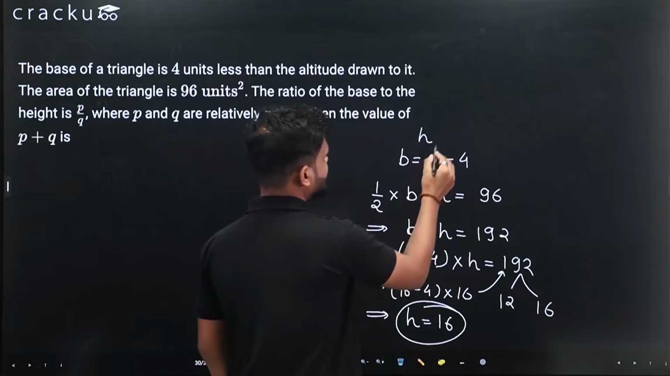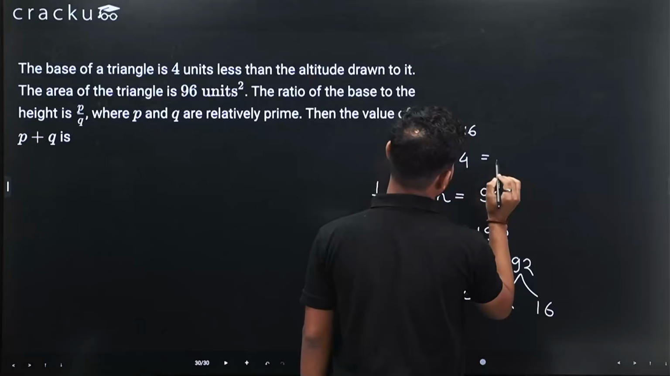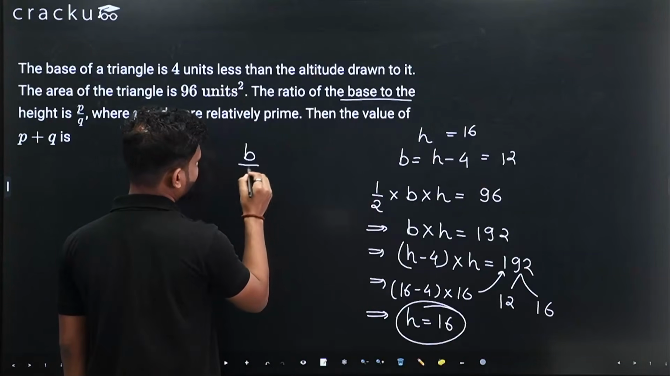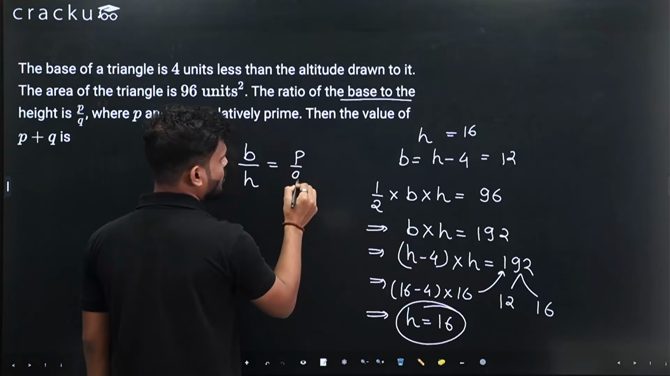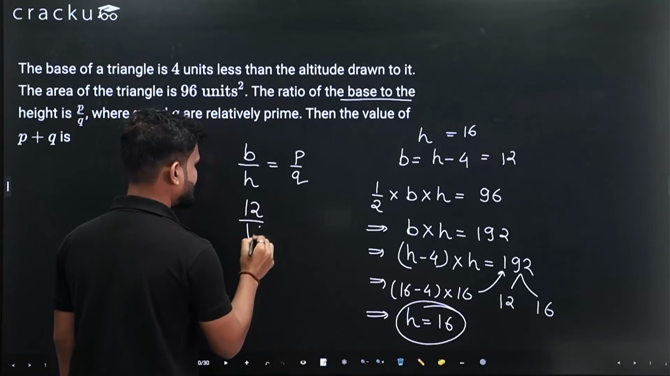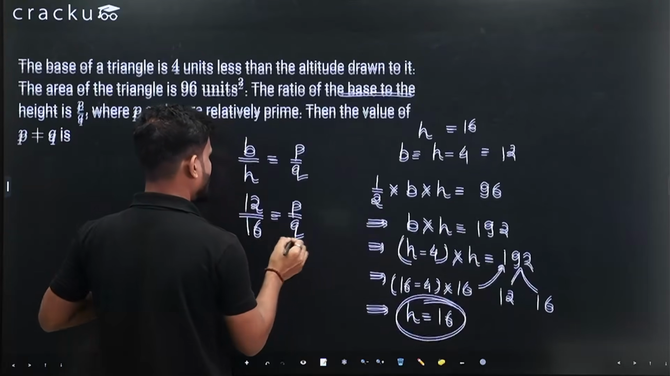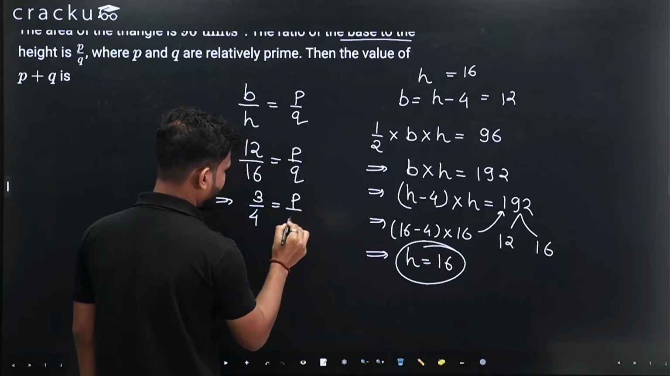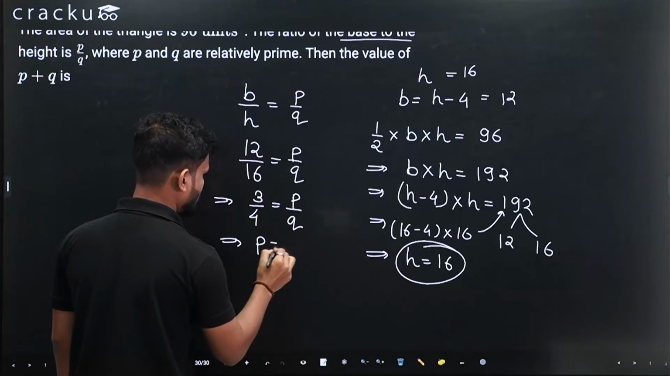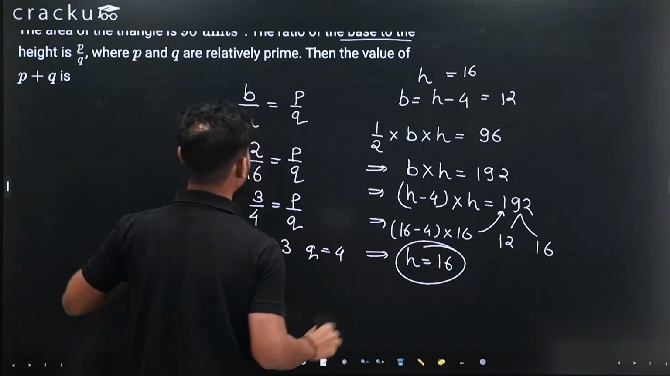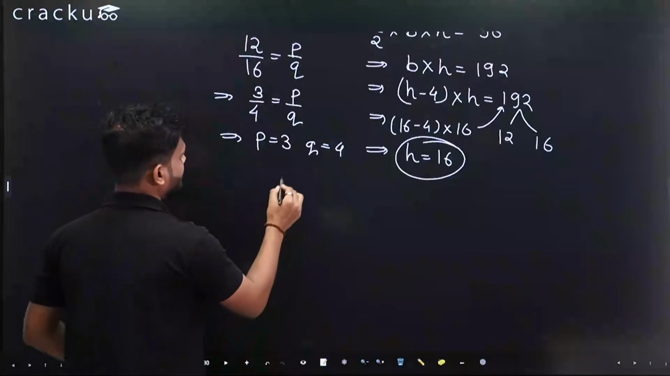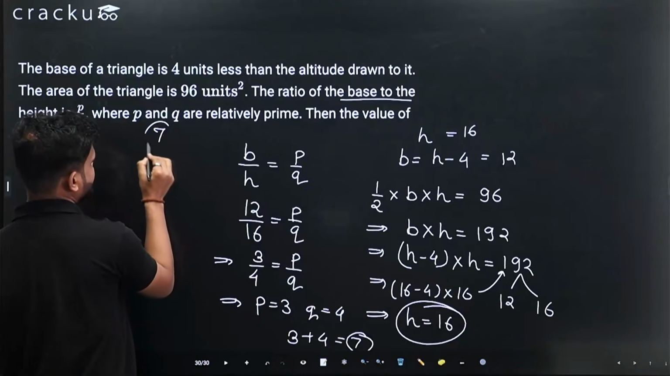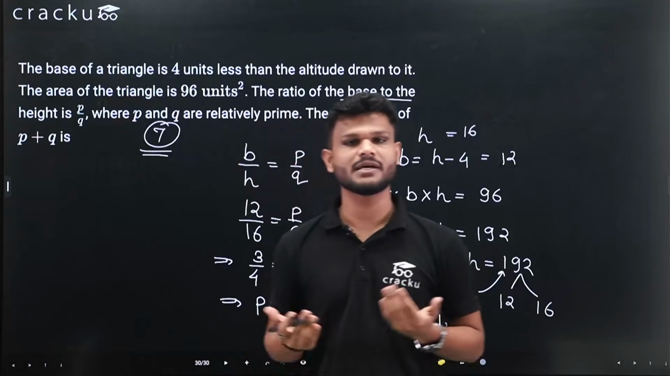So height is 16. So base will be 16 minus 4, 12. It is given the ratio of base to height is p by q. So base by height is p by q. Base is 12, height 16, is equal to p by q. You want them relatively prime, so divide by 4. So 3 by 4 is equal to p by q. P and q are relatively prime, so p is equal to 3, q is equal to 4. What do you need? You need p plus q. P plus q will be 3 plus 4, 7. So the answer to this question will be 7. This is how you can solve the question.